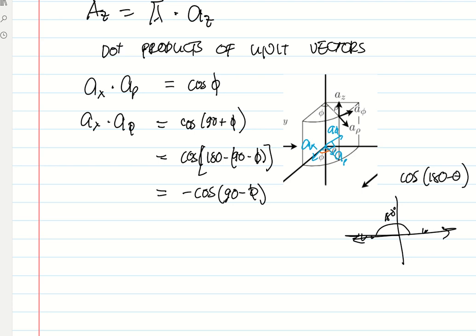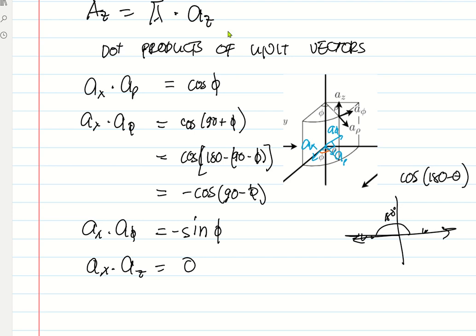And again, this is a cofunction identity in trigonometry. If you take the cosine of 90 minus an angle, that's just equal to the sine. That's the definition of a cofunction. So we can write this as sine phi, and a x dot a phi is just equal to negative sine of phi. So that's the dot product between a x and a phi. And lastly, we can also solve for a x dot a z. Because they are 90 degrees apart, it is equal to 0. Cosine of 90 is 0.